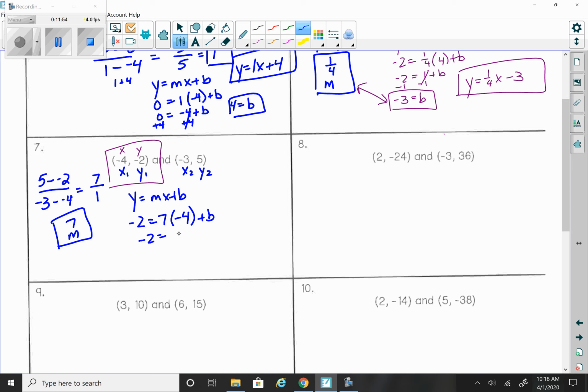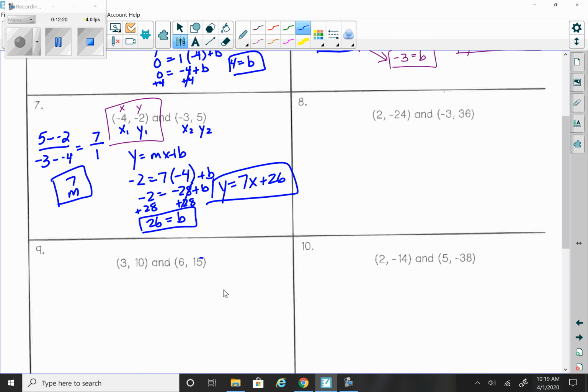So 7 times -4 is -28. And then to push this to the other side, the opposite of a -28 is a +28. So I'm going to add it over. -2 plus 28 is 26. So I get a b value of 26. So my equation is y equals 7x plus 26.